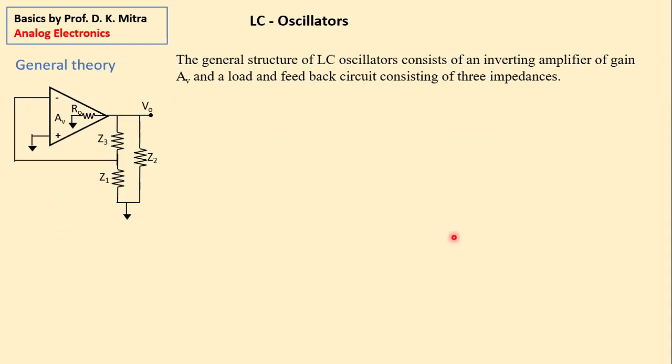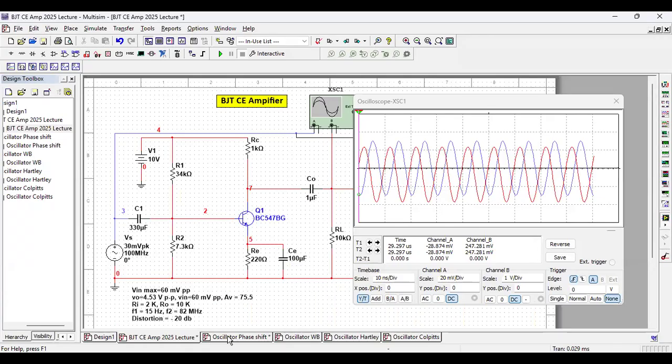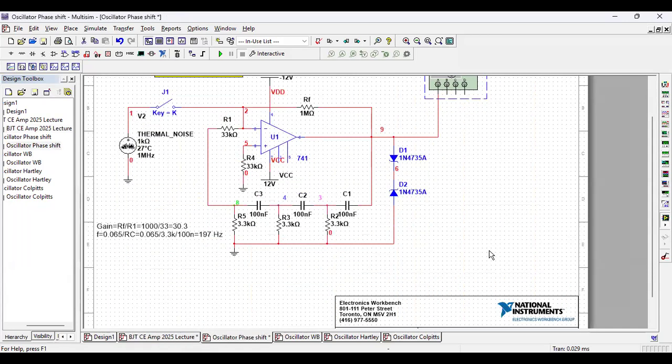Now, before going to LC oscillator, let us see how the Wien-Bridge oscillator works, right? So we go to simulation circuits. We go to the phase shift oscillator.